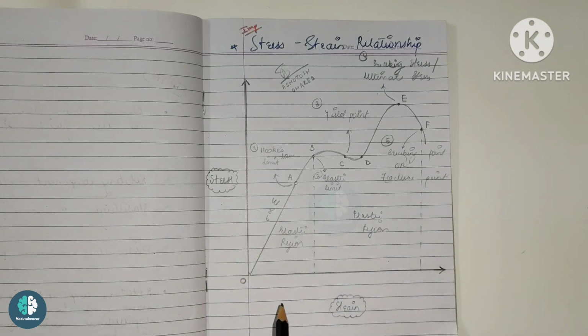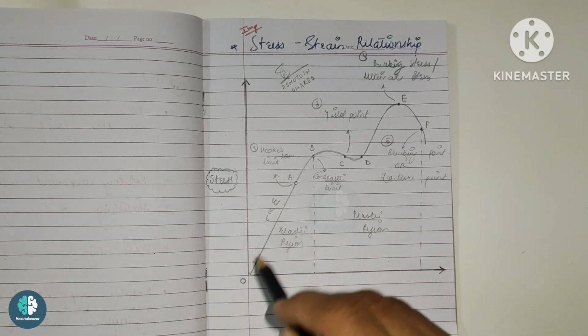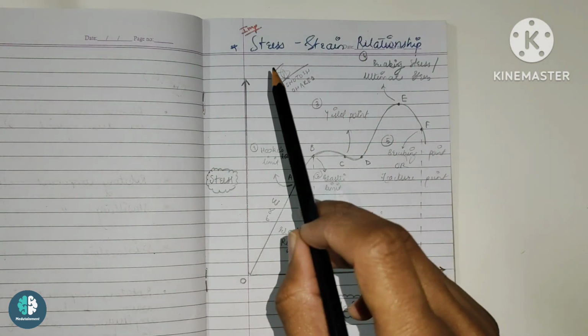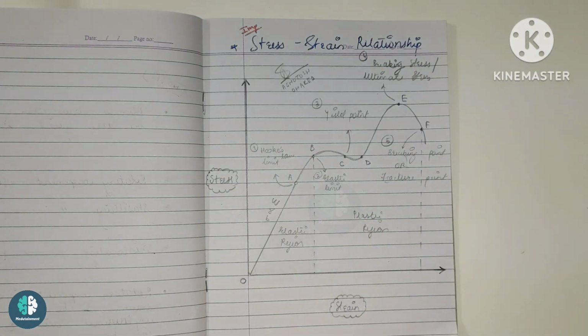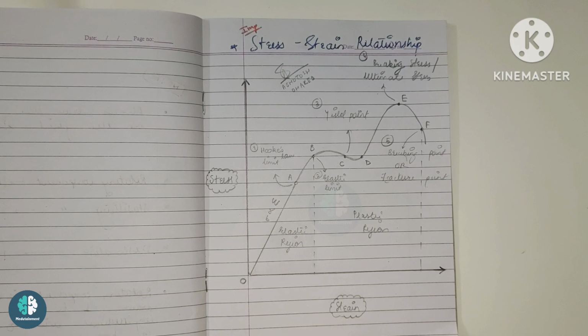So this is how we obtain the stress strain curve like this, which is usually the stress strain relationship, which signifies how the material is being acted upon by the stress, and how the material works under stress and strain, and how the proportionality works here.